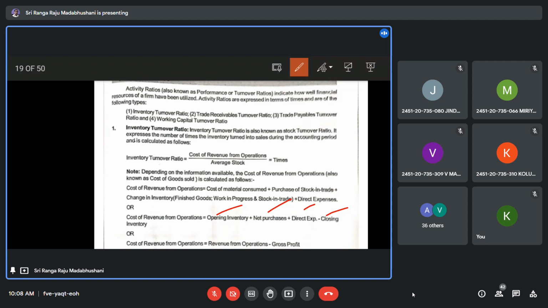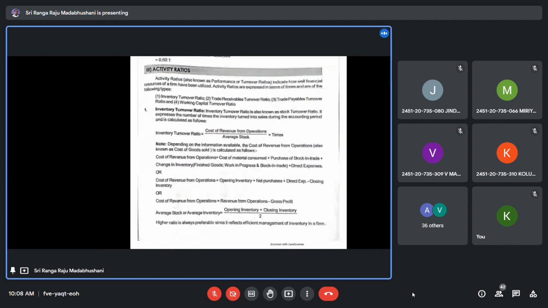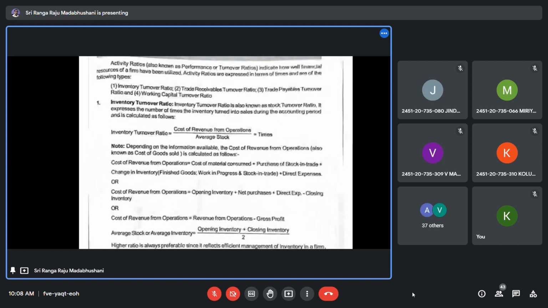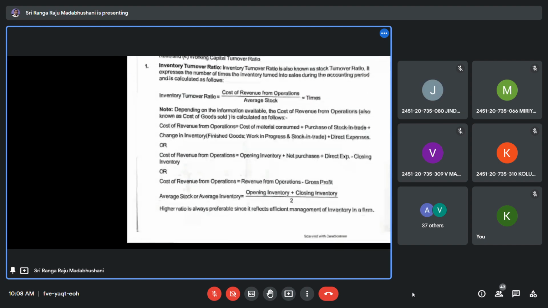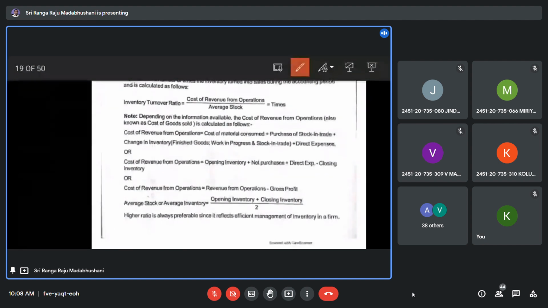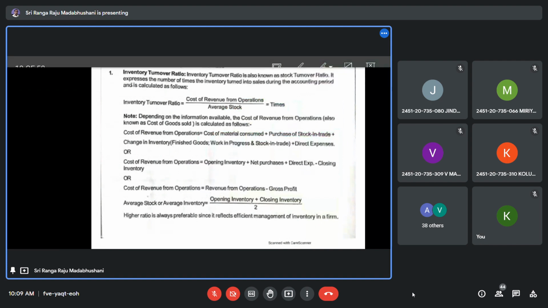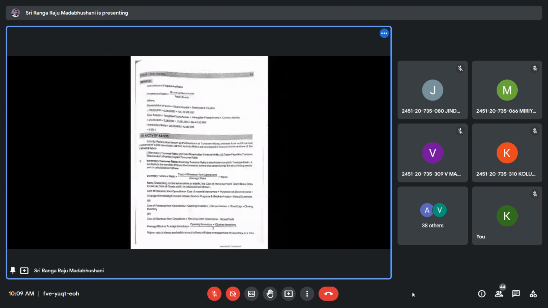Then cost of revenue from operation minus gross profit. If sales is given, from sales if you subtract gross profit, then we will get revenue from operation. Very simple, this one also. The simple thing is to know what is revenue from operation. Then the denominator, average stock. Average stock means simple average: opening stock plus closing stock by 2. Shall we see a problem on this?